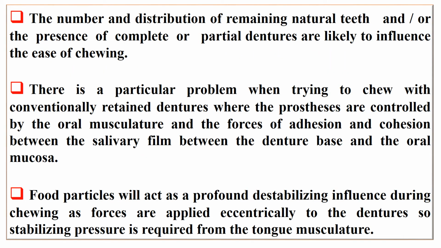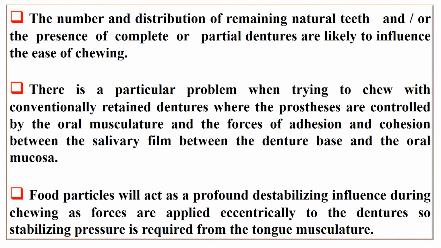The number and distribution of remaining natural teeth and/or the presence of complete or partial dentures are likely to influence the ease of chewing. There is a particular problem when trying to chew with conventionally retained dentures, where the prostheses are controlled by the oral musculature and the forces of adhesion and cohesion of the salivary film between the denture base and the oral mucosa.